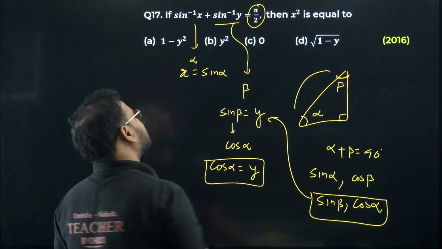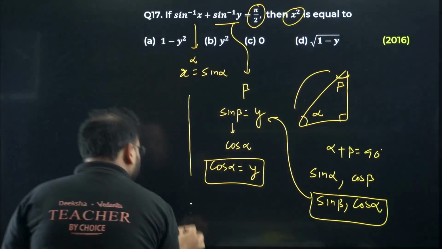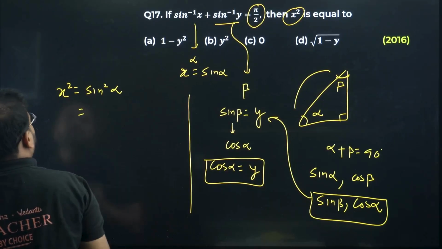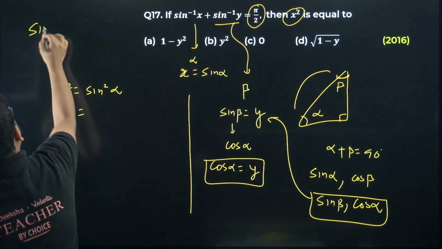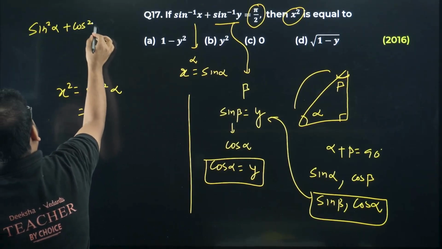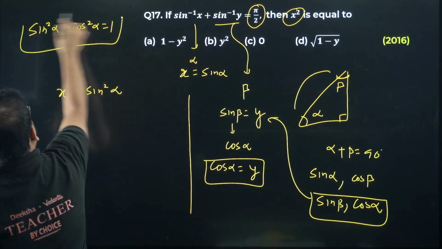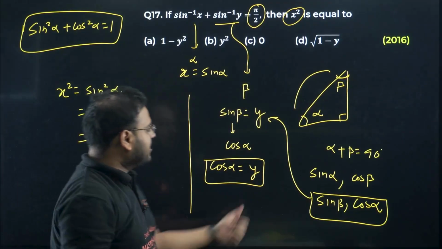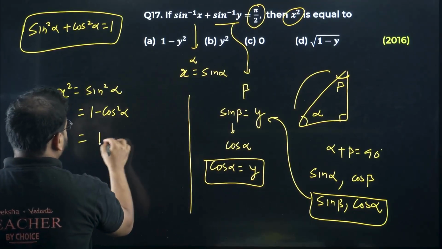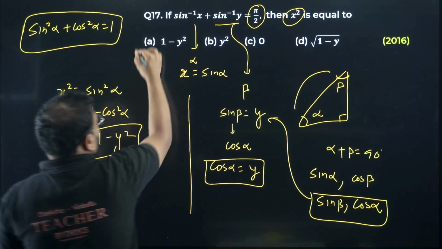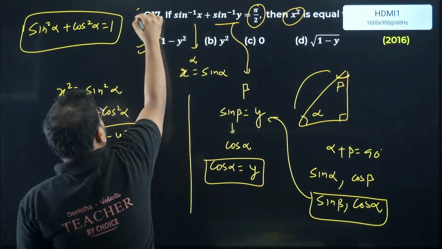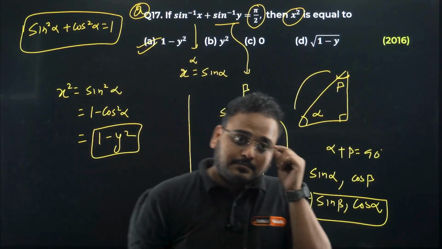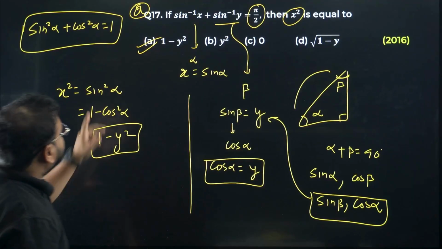Check this out. What are they asking us? X square. X square means sin square alpha. We know an identity from sin and cos. Sin square alpha plus cos square alpha is 1. Right? From here I get 1 minus cos square alpha. What is cos alpha? Simply y. Put here. Option A is correct. Got it?